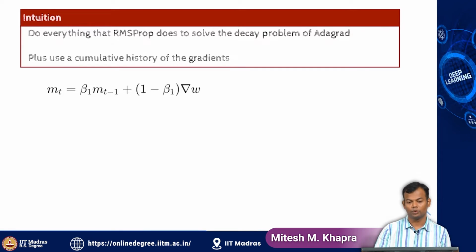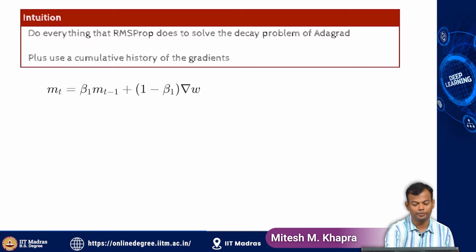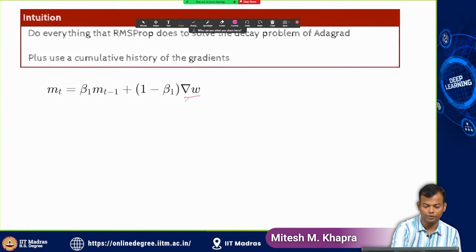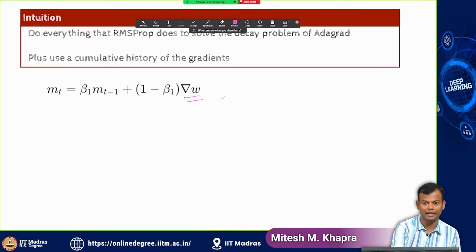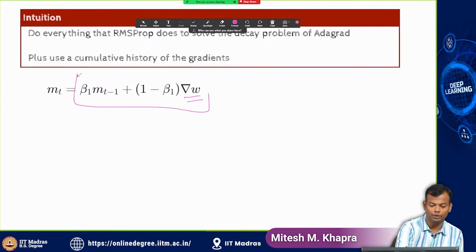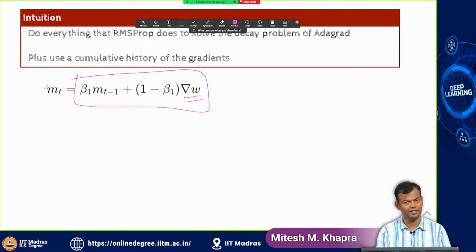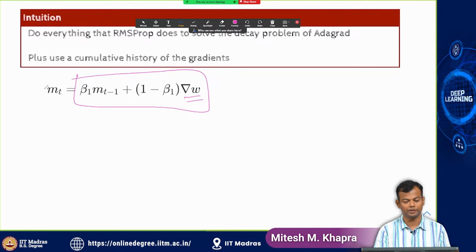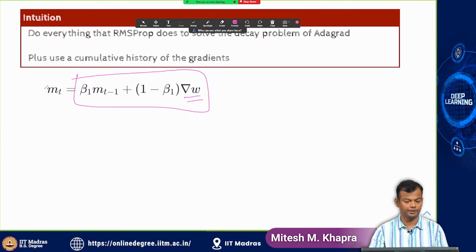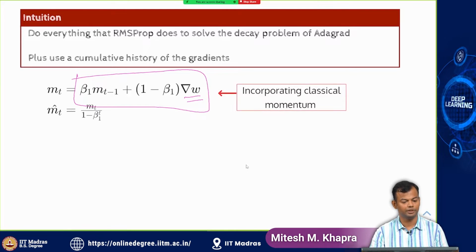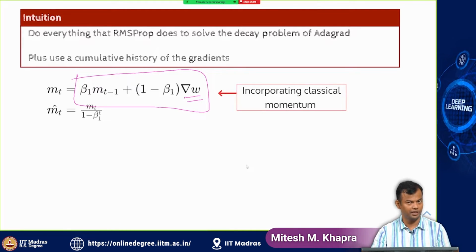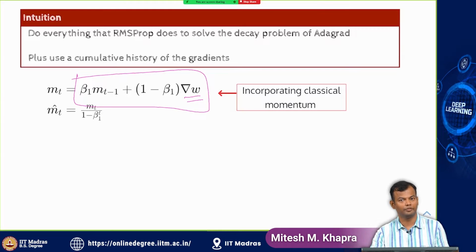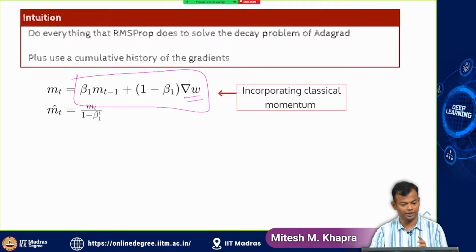So this is what my current gradient is, but instead of only relying on the current gradient, I am looking at the history of the gradients, right? This is similar to what we have seen in the momentum-based gradient descent. And yeah, this is classical momentum. Then you do something known as bias correction. I'll just tell you the formula for now and not comment much on it as of now, right?